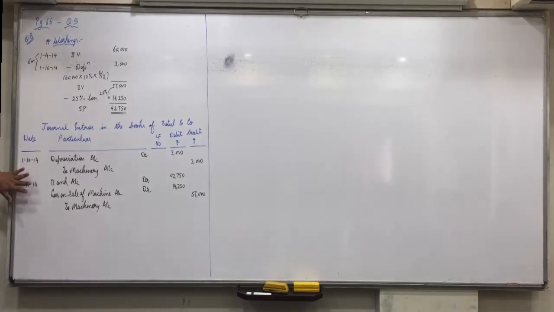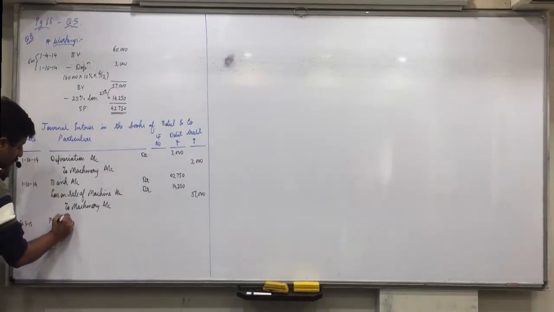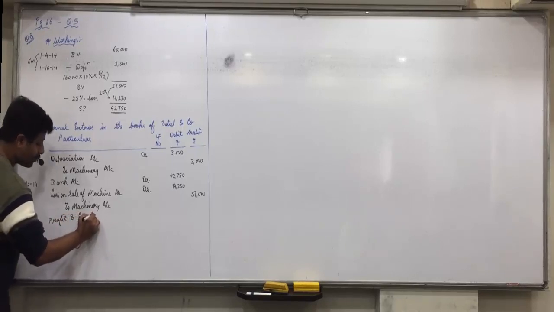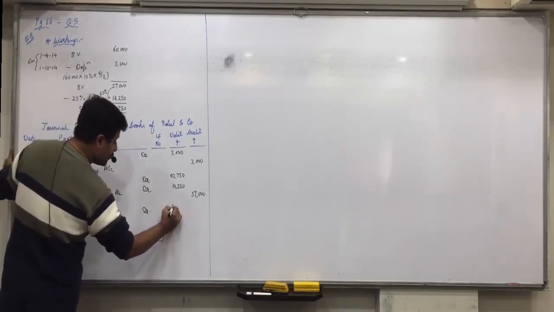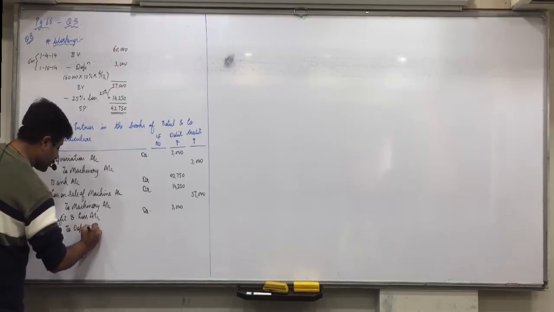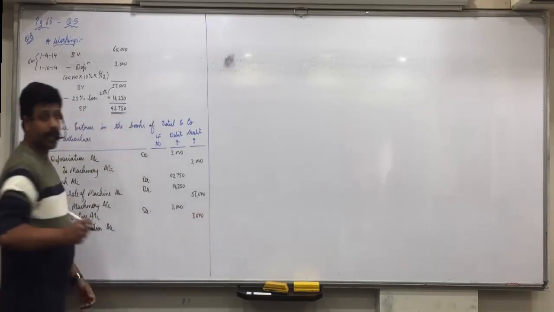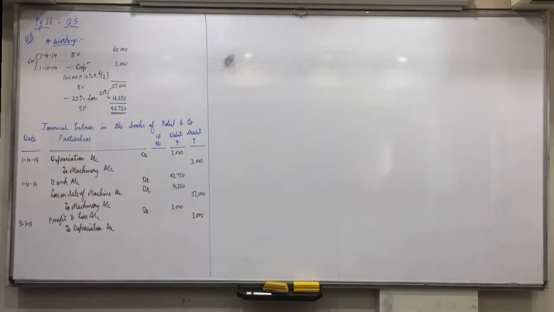Now on 31/3/15, this depreciation will also be transferred to profit and loss account and loss will also be transferred to profit and loss account. So on 31/3/15, profit and loss account debit to depreciation account 3,000. Being depreciation account transferred to profit and loss account.